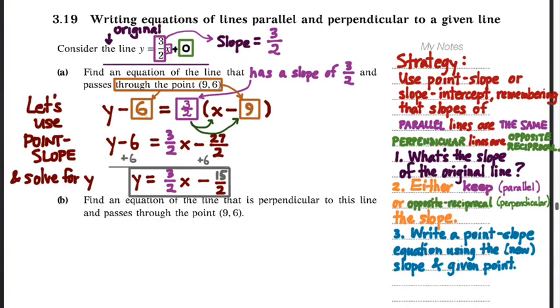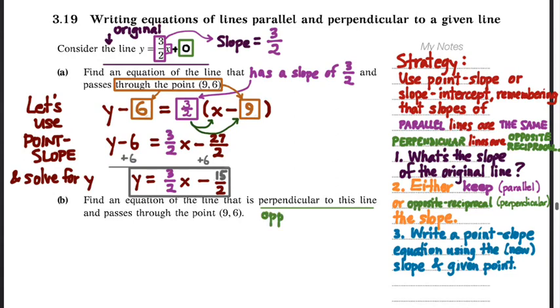Again, most important thing about this first part of the problem was that we knew the slope needed to be 3 halves because we wanted this line to be parallel to the original line, and parallel lines have identical slopes. Okay, what about the perpendicular part? For part B, we want an equation of a line which is perpendicular to our original line and which passes through the point (9, 6).